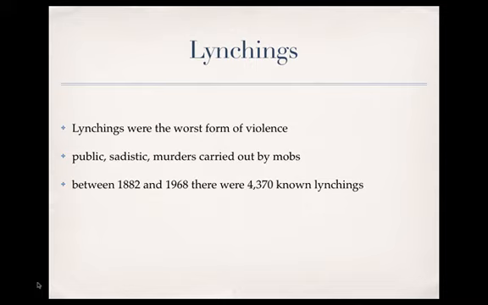Between 1882 and 1968, there were 4,370 known lynchings. So these were the ones that were recorded, not to mention all the people that died at the hands of Jim Crow violence that weren't necessarily written down or recorded in anybody's records. Most people were hanged publicly or shot publicly, and then their bodies would be defiled by those who had committed this murder.